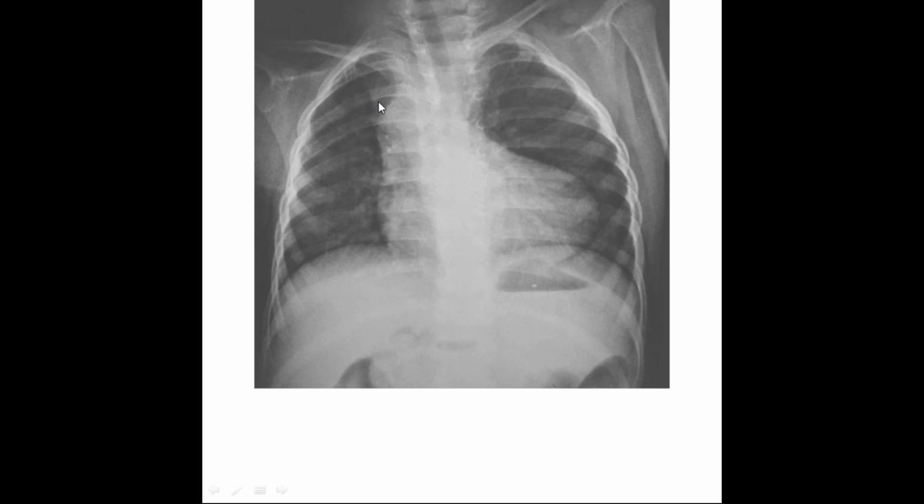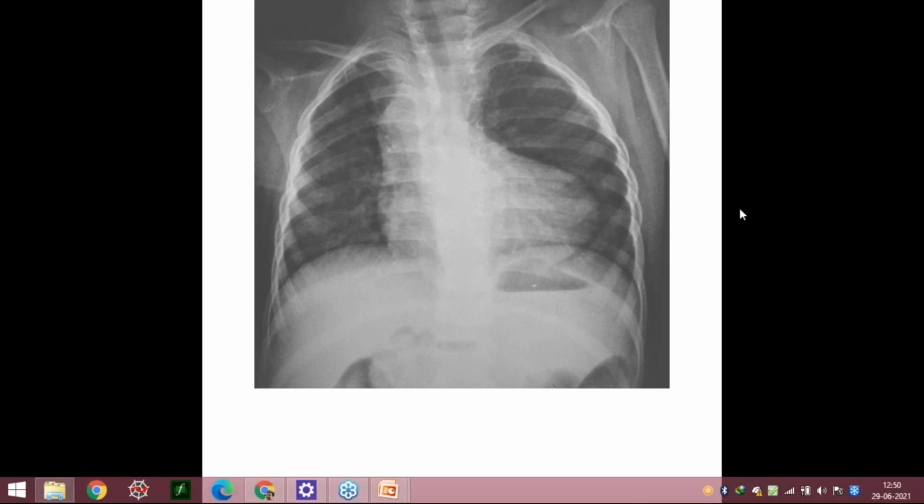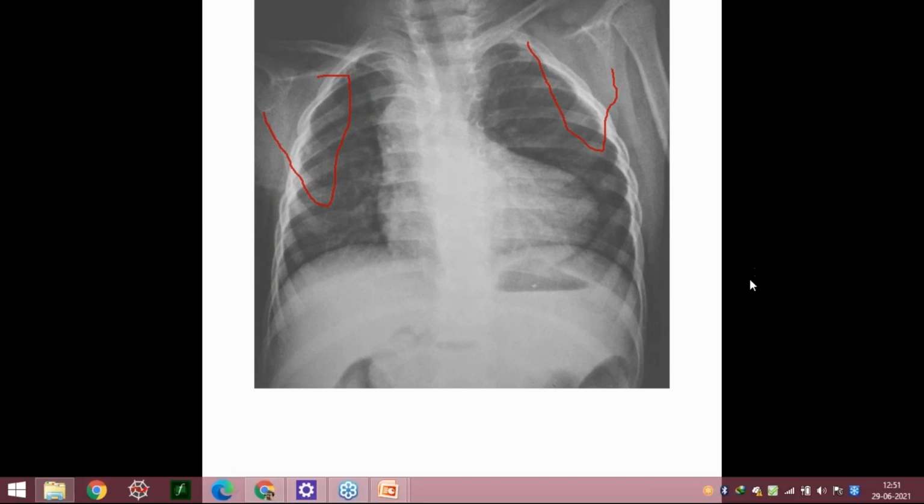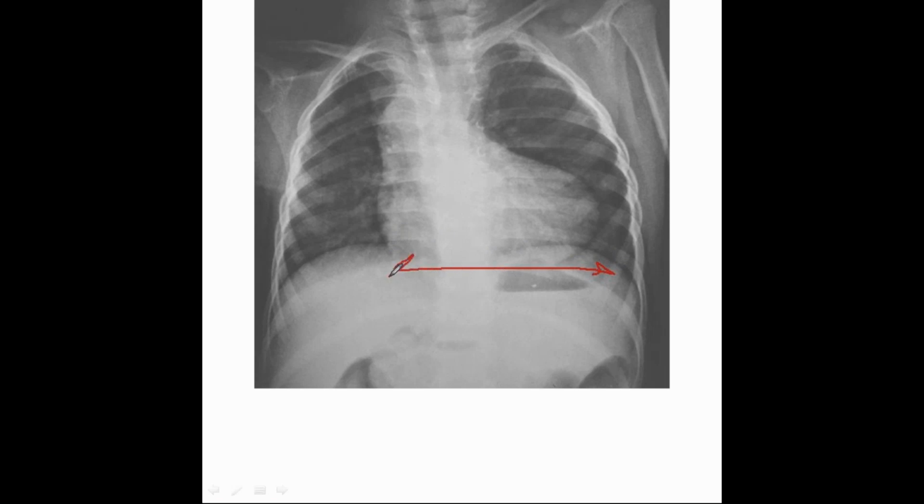Then it is a classical, as one of you had pointed out, Saket, in the previous X-ray, this is what a boot-shaped heart is. This is the scapula. And it is a rotated film as well. But see once again, if it is an AP view, the cardiac ratios should not be commented upon. Obviously, they will be disturbed. It is definitely disturbed, but you should not comment when it is an AP film.